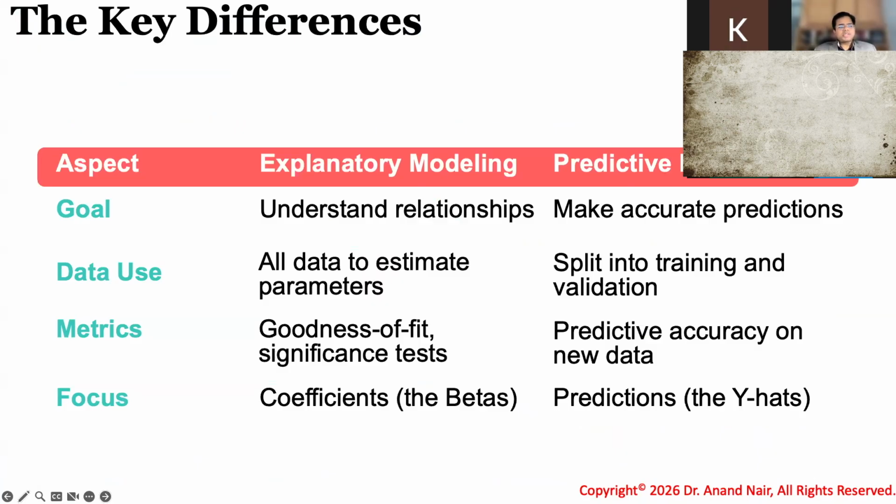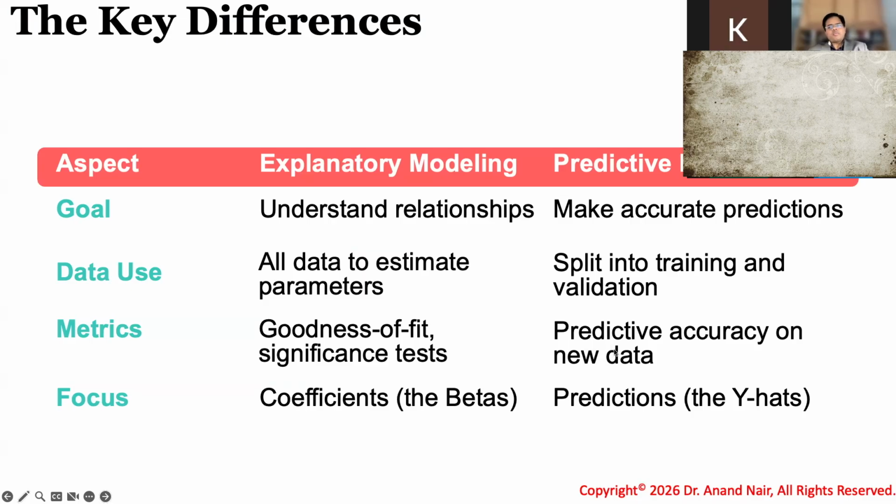Now, what are the key differences? Obviously, here we are only interested in understanding relationships. So beta coefficient, significant or not, how strongly it's going to impact Y, the price of the product or sales revenue or whatever. Here we want to actually accurately predict for a new data set we have not seen yet. Here all data is used to estimate. Here we split the data. Here goodness of fit, R square, etc. becomes important. Beta coefficient becomes important.